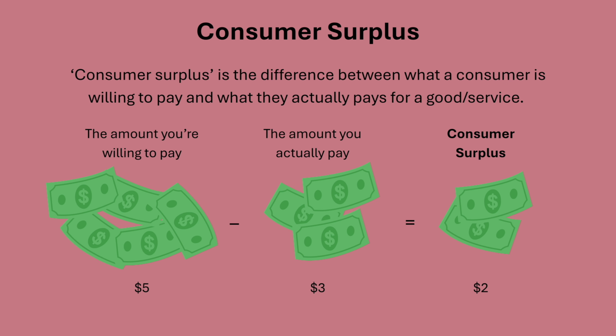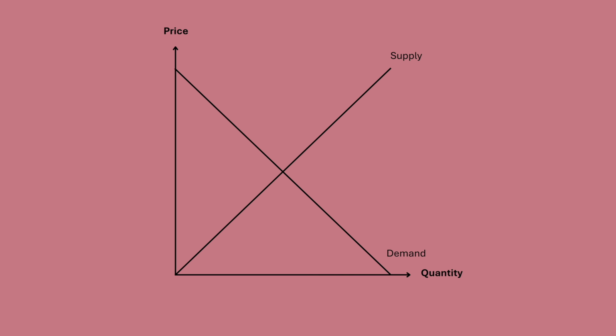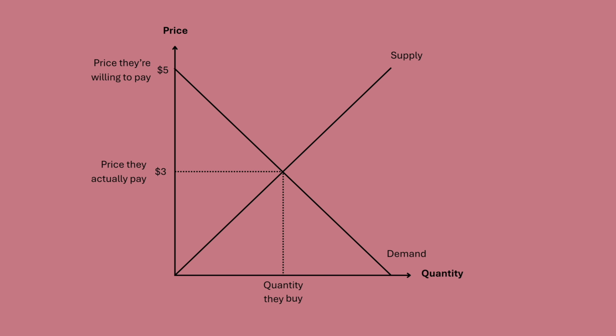Let's take a look at this on the graph. The equilibrium price is the amount that the Moro bar actually costs, in this case $3. The demand curve shows the maximum price that a person is willing to pay for their Moro bar. So, the consumer surplus is the difference between the price they're willing to pay and the price they actually pay. So it's this blue triangle here.